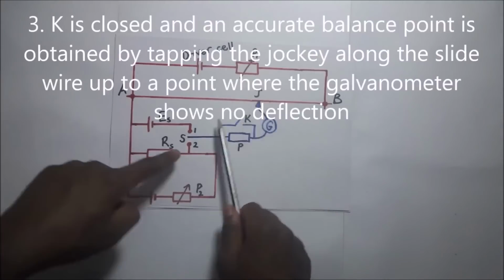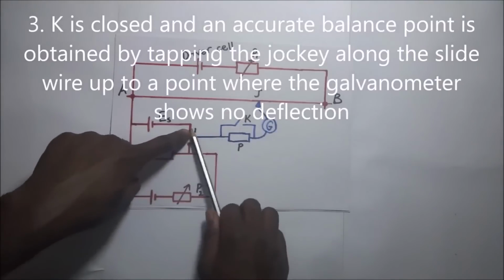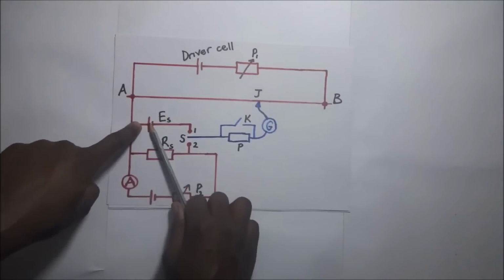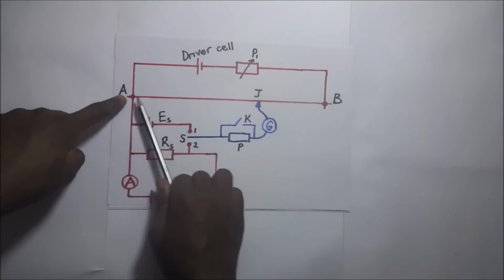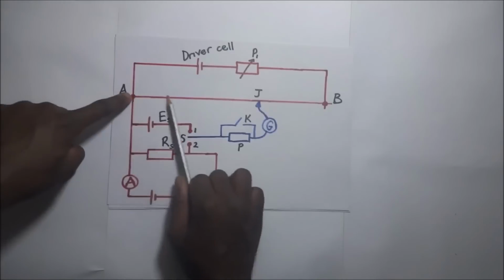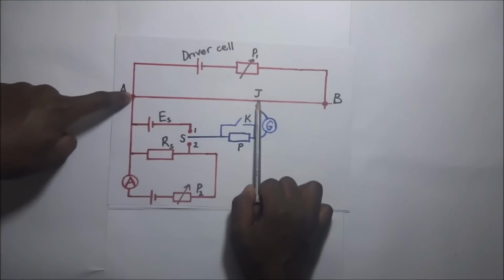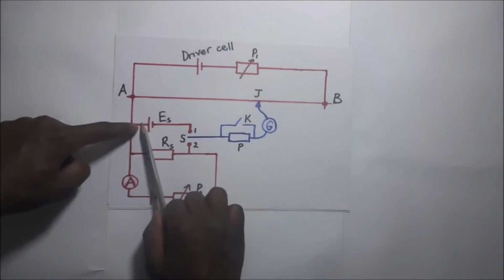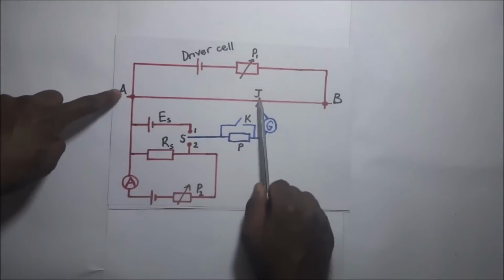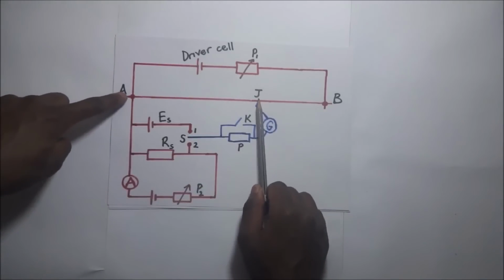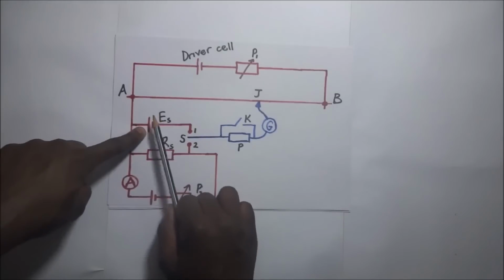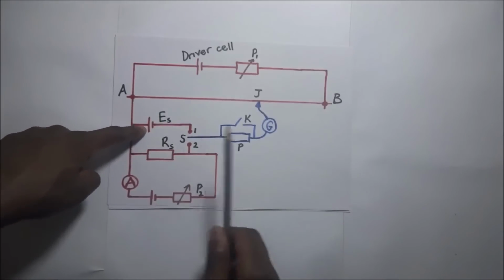And when we get our accurate balance point, when S is on position 1 and ES is a standard cell, it means that we are able to get the PD per unit length of that wire AB, because the potential difference across that balance length will be equal to the potential difference across our standard cell. So we'll go ahead and say that the PD across the balance length that we get is equal to the EMF of this cell, and that's how we're able to get our PD per unit length.